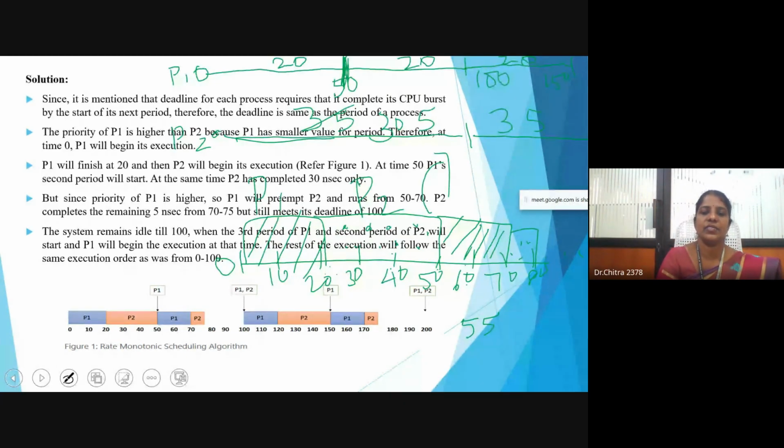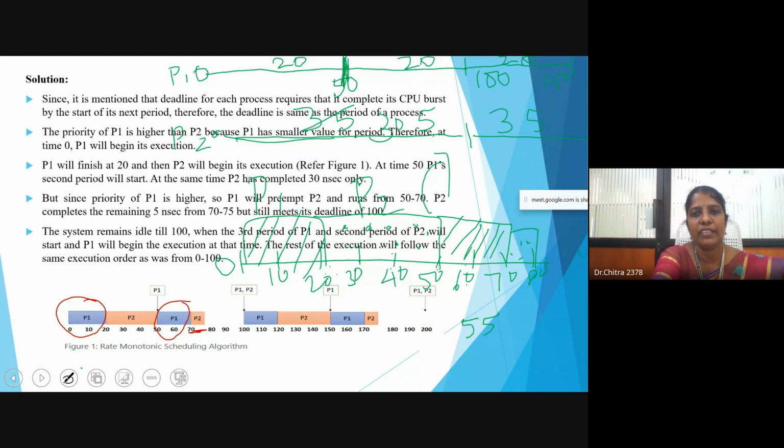I already discussed this one, and this is what is called the RMS scheduling algorithm. When you see this figure, you can understand it. Here, P1 is executed from 0 to 20. Again, P2 is executed from 20 to 50. It requires 20 to 55 because the burst time required is 35. But because of preemption, at time 50, P1 enters again and is executed, and the remaining 5 units are executed here.